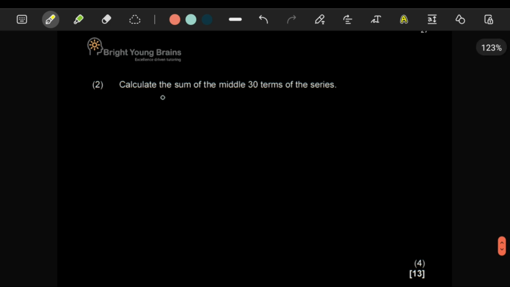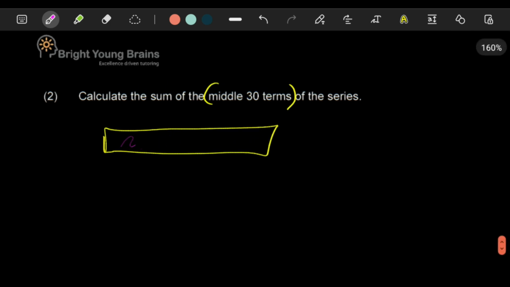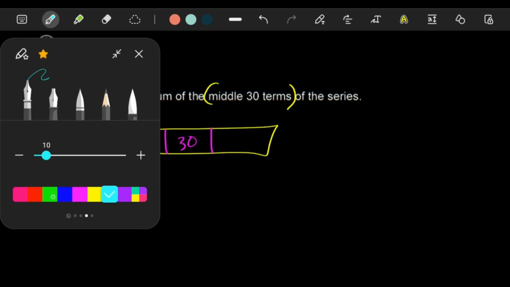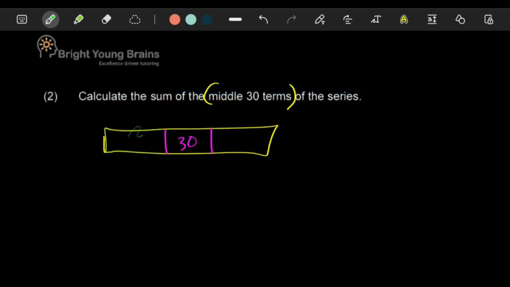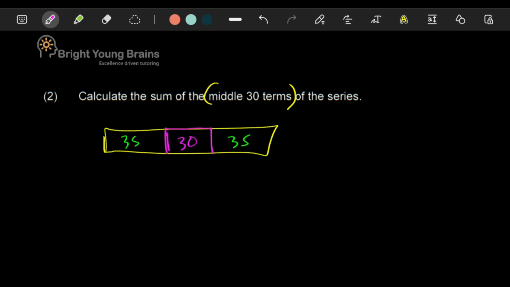For 4 more marks, they said calculate the sum of the middle 30 terms. You can think of it logically, because if you have 100 terms and the middle 30 terms, the rest have to make up 70 out of 100, so it's 35 to the left, 35 to the right, and then you have 30 in the middle. They want us to work out the sum of these 30.